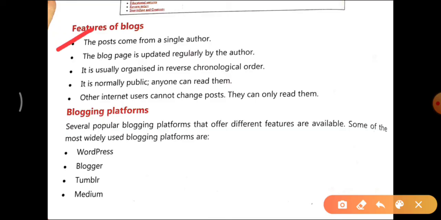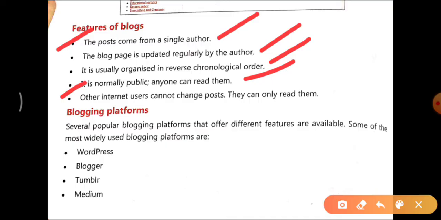Features of blog, specialties: the posts come from a single author, an individual. Then the blog page is updated regularly by an author. It is usually organized in reverse chronological order, because the newly posted or updated blog will be displayed at the top position, the recent position. Then it is normally public, publicly viewable, so anyone can read it and anybody can comment there.